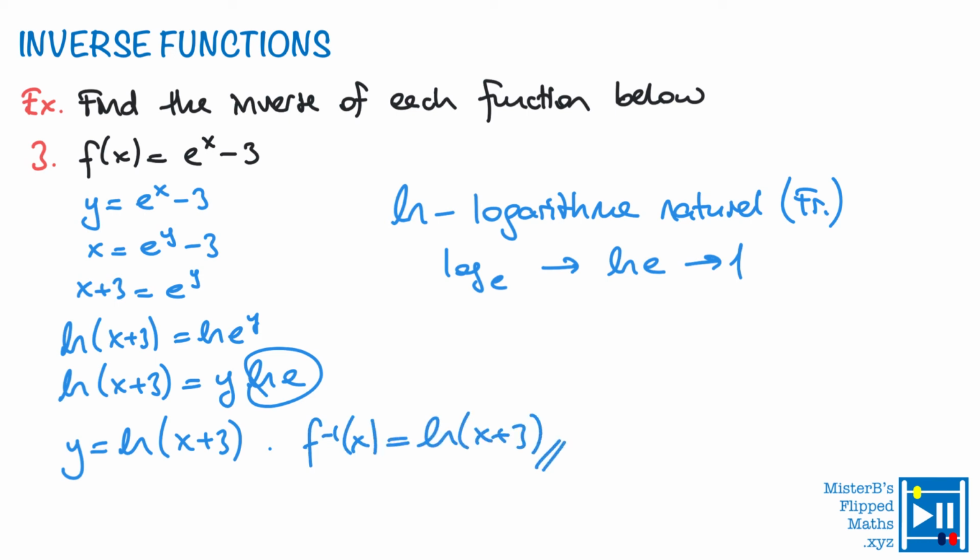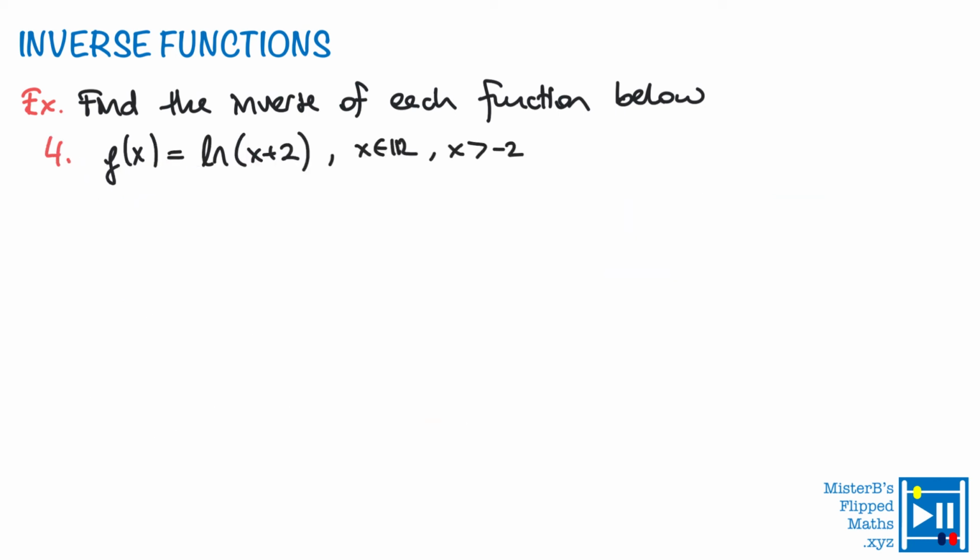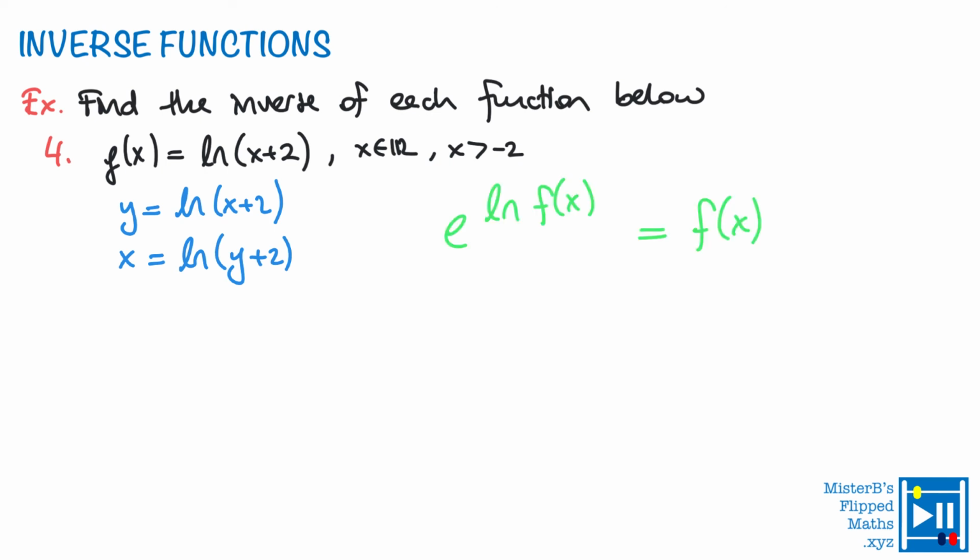Now, what if we have the function to be ln? Now let's look at this example. I have g of x equals ln in brackets (x plus 2). So first I write y equals ln (x plus 2) and then swap the letters. x equals ln (y plus 2). Now at this point I have to know this rule, which is e to the power of ln f of x, a function here like y plus 2, is equal to the function itself. That's because exponential and natural logarithm are inverse to each other.